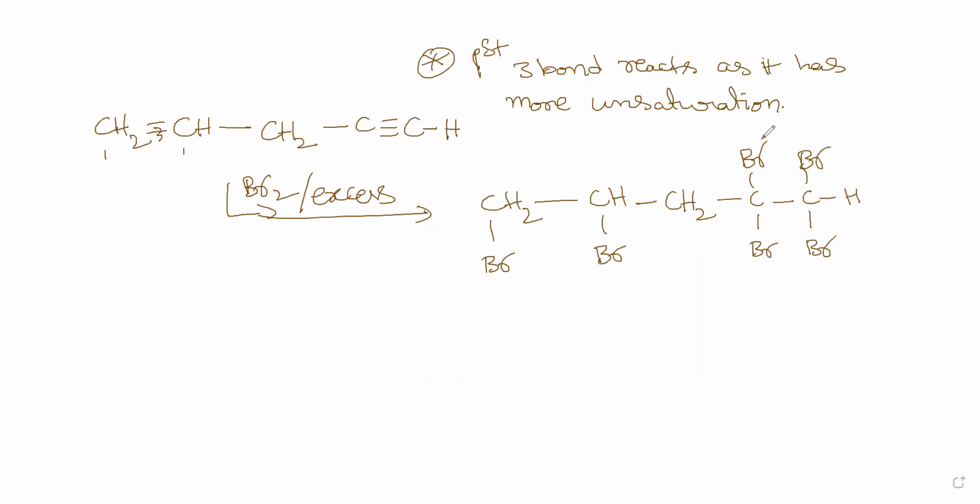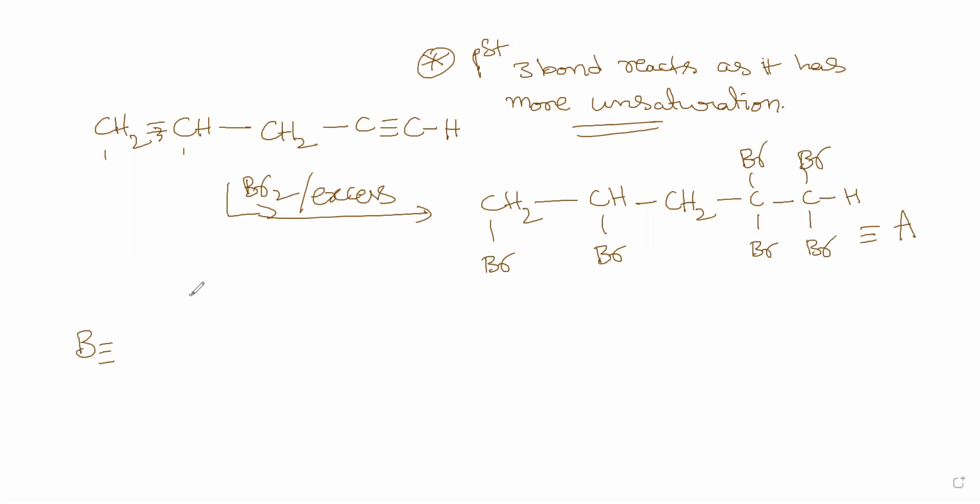Okay, now this is the excess case. Now remember this: first, the triple bond reacts as it has more unsaturation. So that is more important. Now this is my product A prediction. Product B I have to predict.